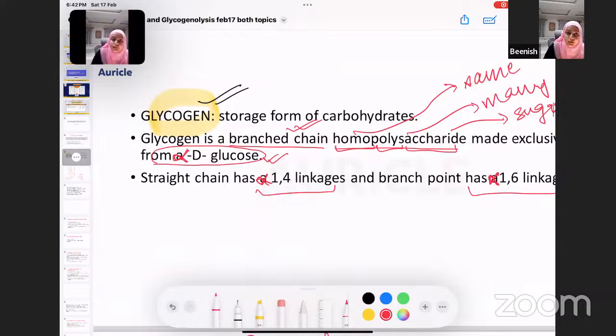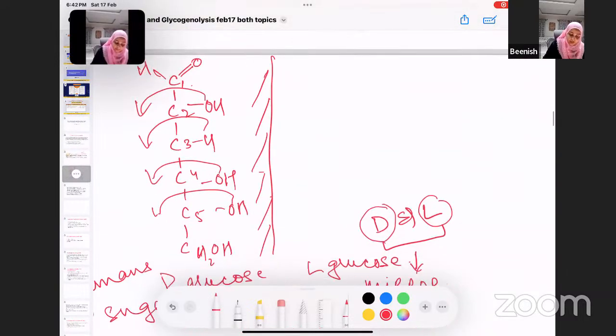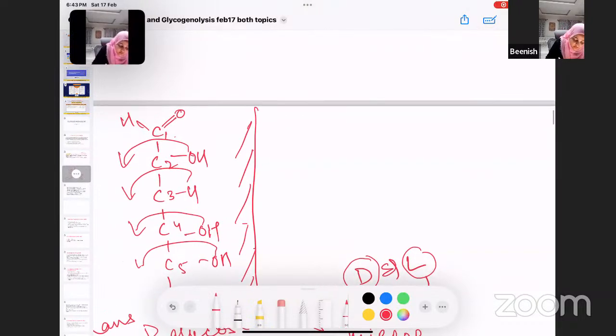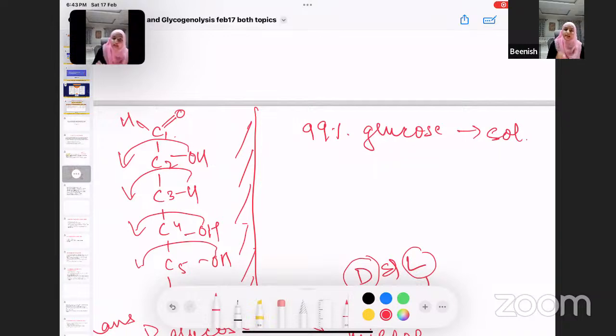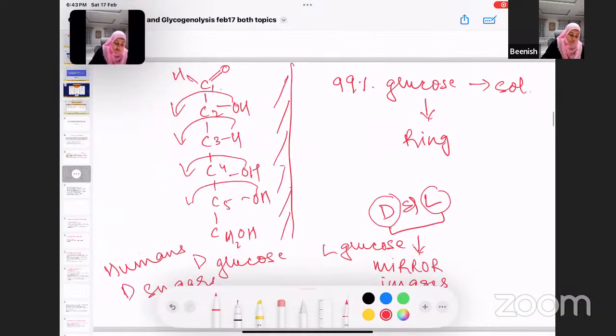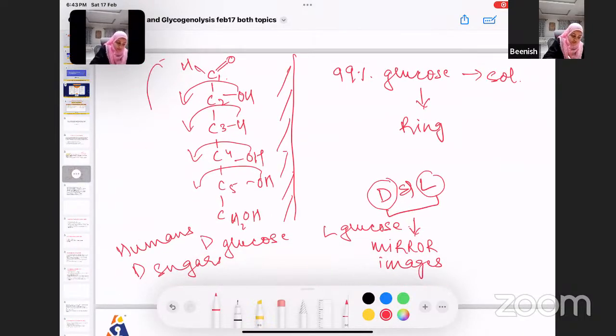Okay, alpha D-glucose. Now what is alpha? Where does this alpha come from? 99% of glucose in solution form exists as a ring. I just showed you this linear structure, but in your body, it is predominantly water. So glucose in your body will be found in the form of a ring. This will cyclize to form a ring.